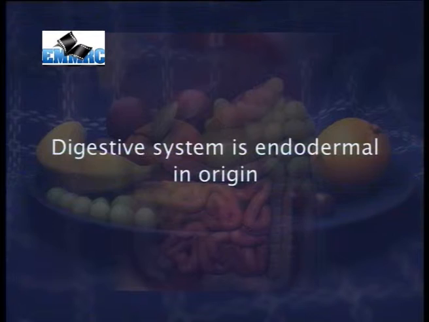Now let us first of all talk about the embryonic development of the digestive system in vertebrates. The digestive system is one of the most important organ systems of the body, and is the first to be developed during embryonic development. Therefore, it is the earliest system to be formed. The digestive system is endodermal in origin, and the embryonic digestive system is referred to as the archenteron.